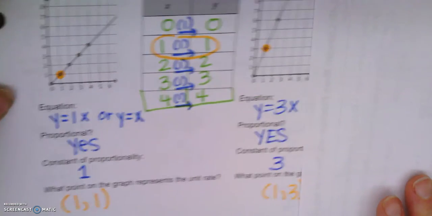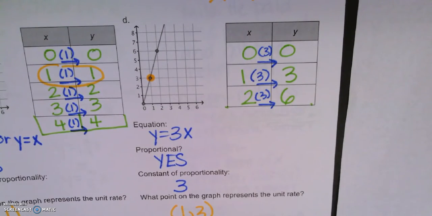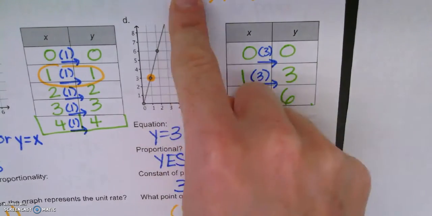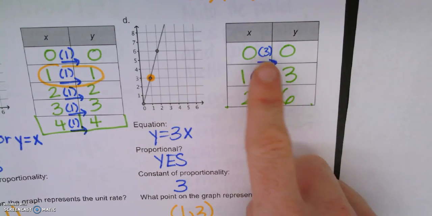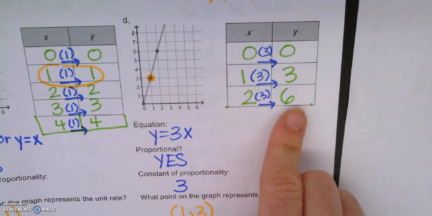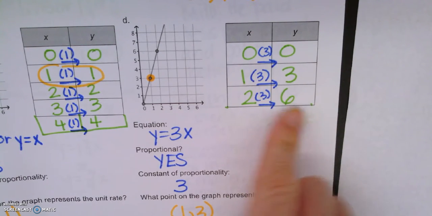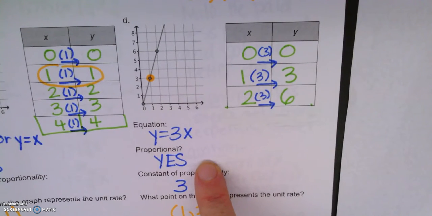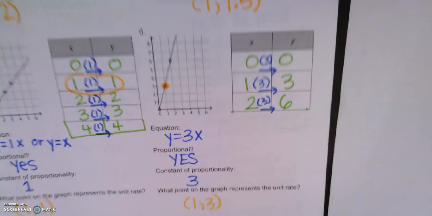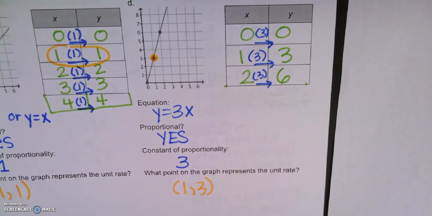And the last one you were in charge of doing and did a great job on, I'm sure, is D. And again, wow, it's linear. The relationship's linear, includes the origin, which means it's proportional. Our table: (0, 0), (1, 3), and (2, 6). We are always multiplying x by 3 to get y, which means our equation is y = 3x. We have a proportional relationship, and our constant of proportionality is 3. The point on the graph that represents this unit rate is (1, 3).